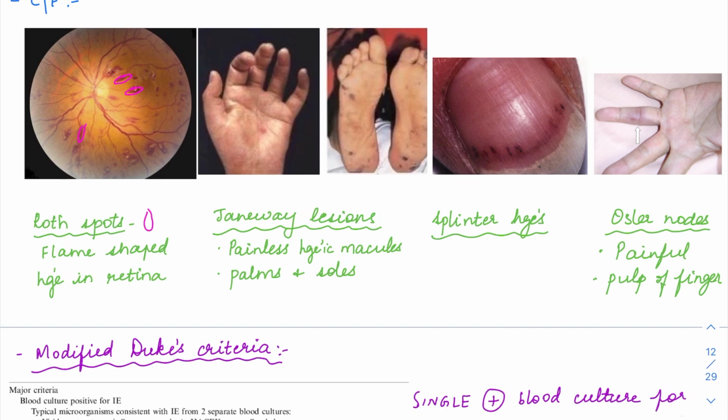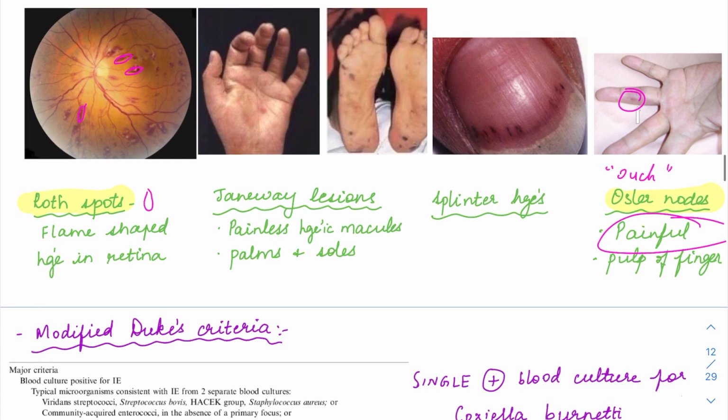So these flame-shaped retinal hemorrhages are called Roth's spots. Roth's spots and Osler nodes are immunological phenomena associated with infective endocarditis. Osler's nodes are painful nodes you see in the pulp of the fingers. So remember, Osler is for pain. Pain usually we shout as ouch, right? So O for O, ouch we shout. So it is going to be painful.